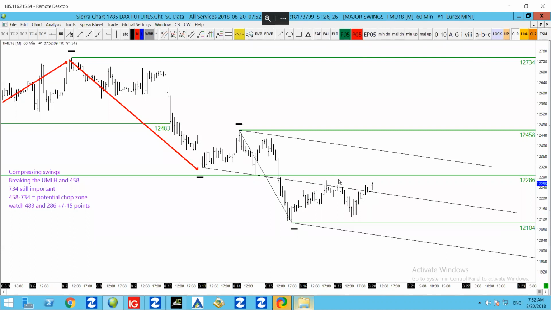So you'd imagine that price is probably going to find a reaction here. If it doesn't, then the next resistance is going to be this upper median line parallel here, or beyond that, you've got 458 once more to look for.